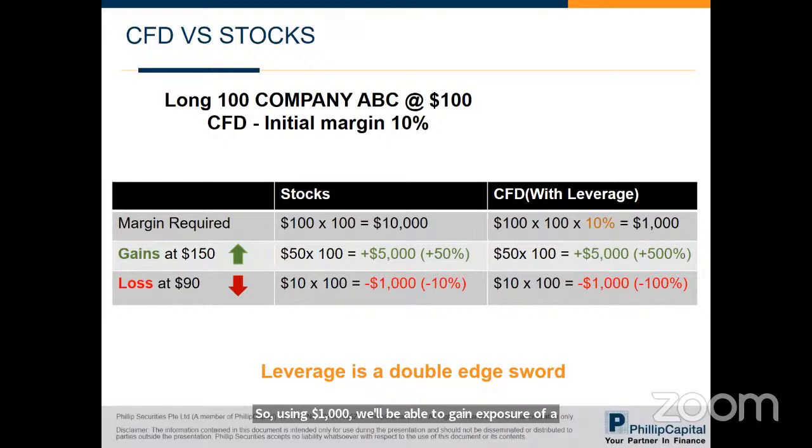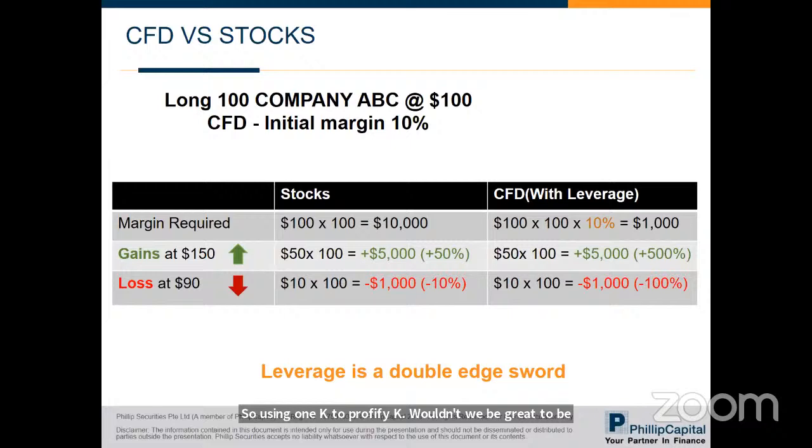So how can we amplify our gain or loss? For gains, if the stock goes up to $150, we will be profiting $50 per share. So for stocks, we will be up by $5,000, and that will be a 50% gain. However, for CFD, we will also be profiting the same $5,000, but then we are actually up by 500%. So using 1K to profit 5K, wouldn't it be great to be gaining 500%?